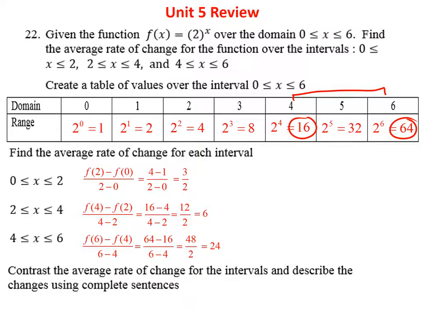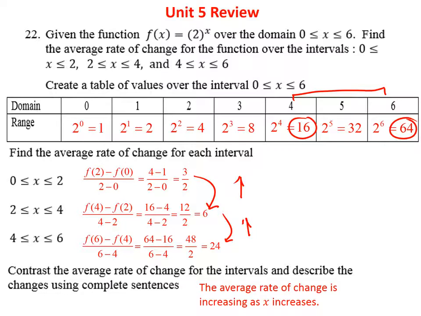They want you to contrast the average rates of change. What's happening as this thing is going up? Notice that the rate is going from 3/2 to 6, it's going up. From 6 to 24, it's going up. So our average rate of change is increasing as x increases. You remember this function looks something like this. And notice at any point, if I drew a line here, the slope of those lines is getting bigger and bigger. So in this particular exponential function, the rate of change is not constant like a linear function. It's always increasing.